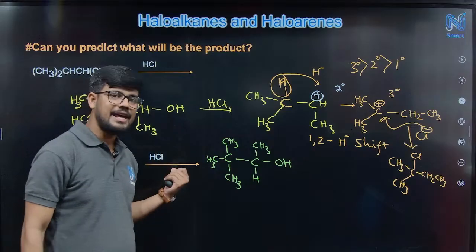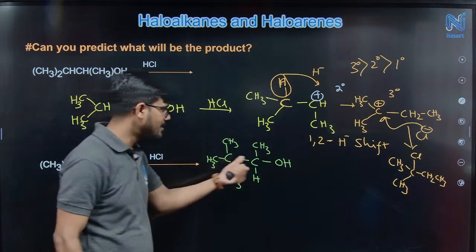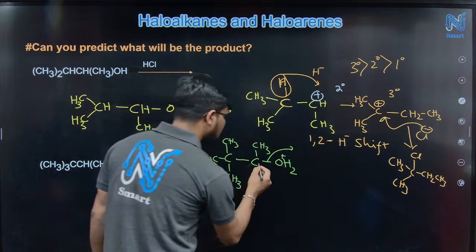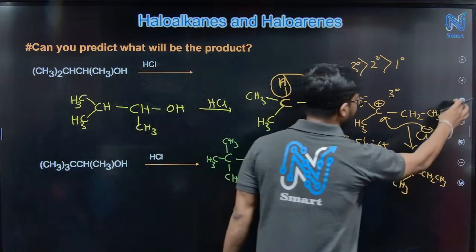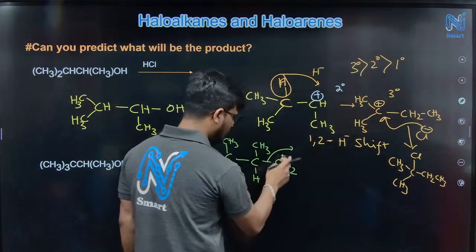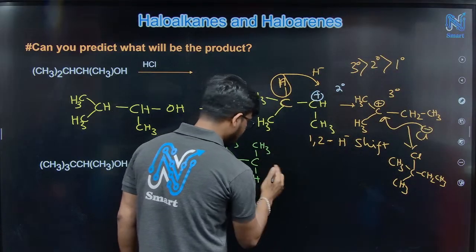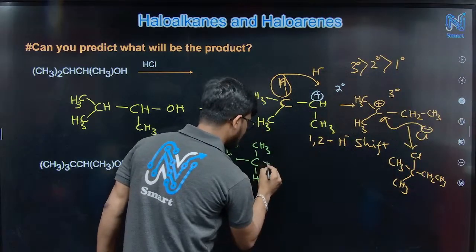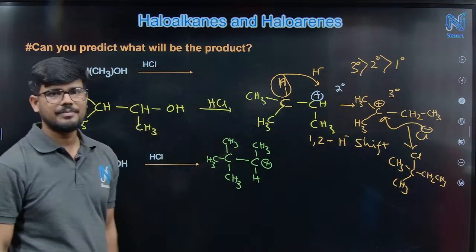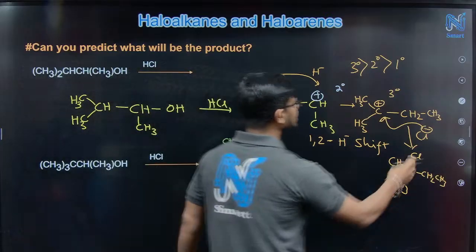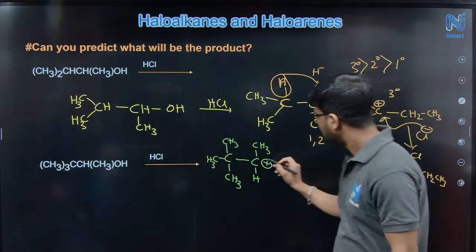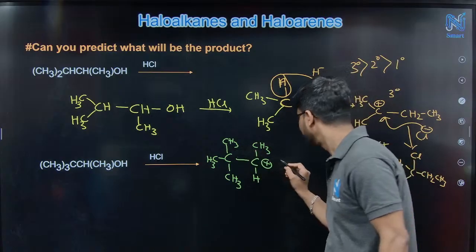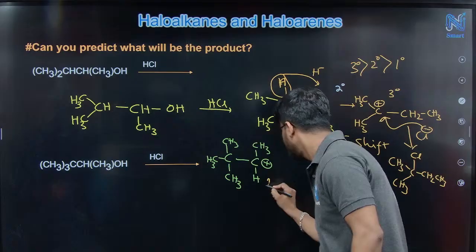Now HCl we are adding, so acid, so OH2 plus, and it will be released, and you will get positive charge on this carbon. Now what is the degree of this carbon? So here the degree is 1 carbon, 2 carbon. This carbocation is attached to 2 other carbons, so that means 2 degree. So this carbon is 2 degree.